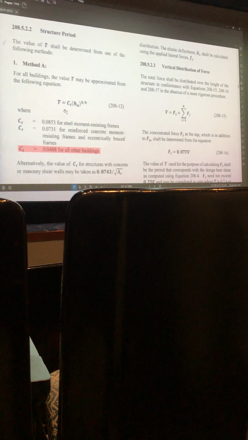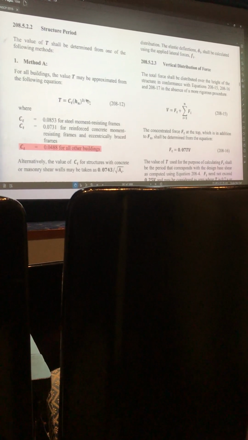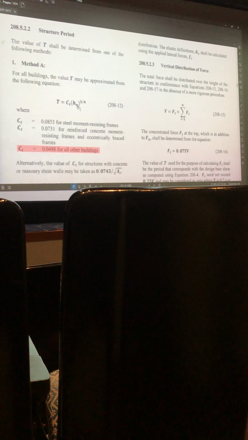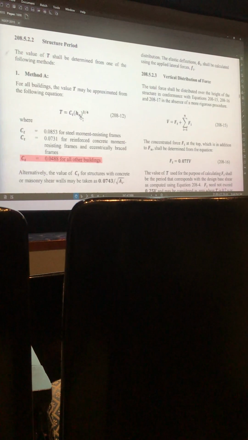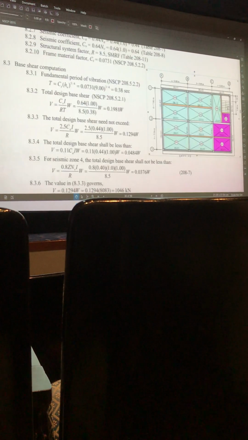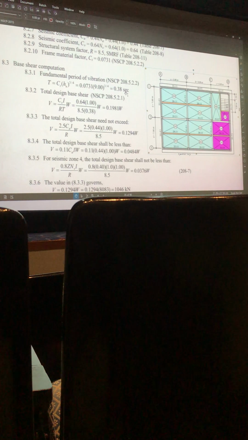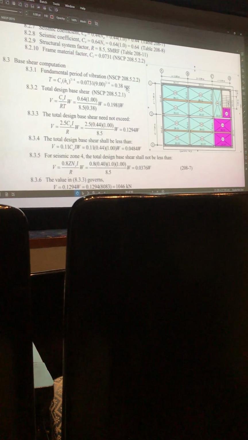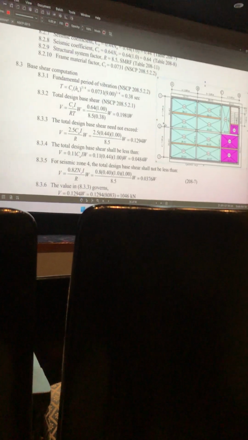So we just use here method A, which gives us this empirical formula for determining the fundamental period. So you have T is equal to CT times Hn raised to the power 3/4, where Hn is the height of the building, from ground level to the roof deck level. So that is the formula we have used here. So CT 0.0731 and the height of the building 9 raised to the 3/4, we get 0.38 second as the fundamental period. Then we apply the 4 formulas.